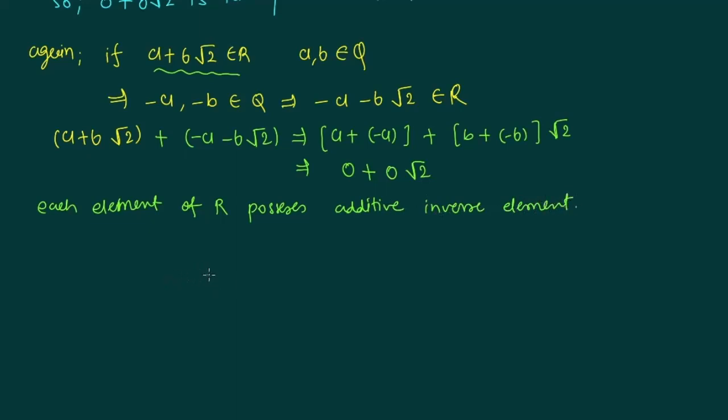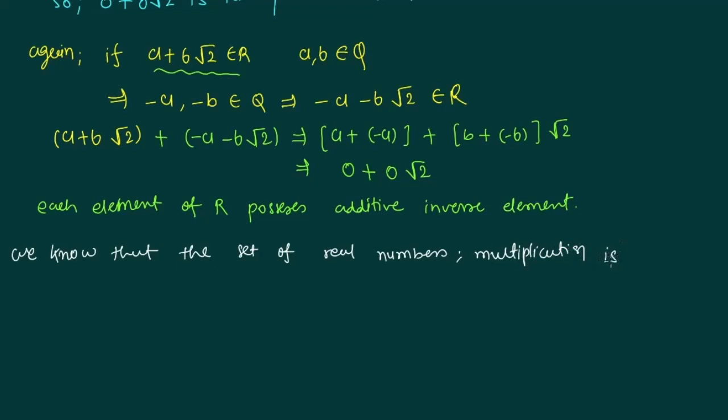So we are done. Now, is multiplication in the set of real numbers also distributive with respect to addition? We know that in the set of real numbers, multiplication is distributive over addition. So now we have to prove all this.